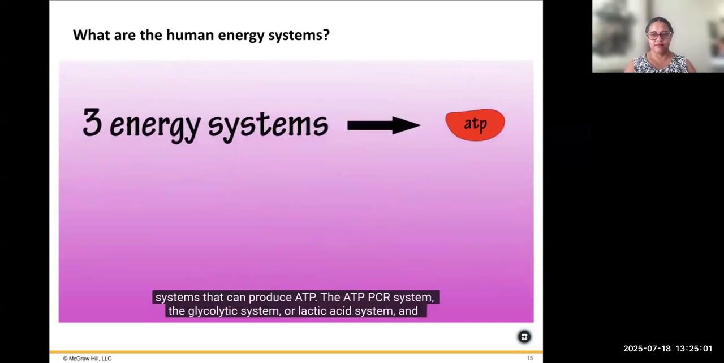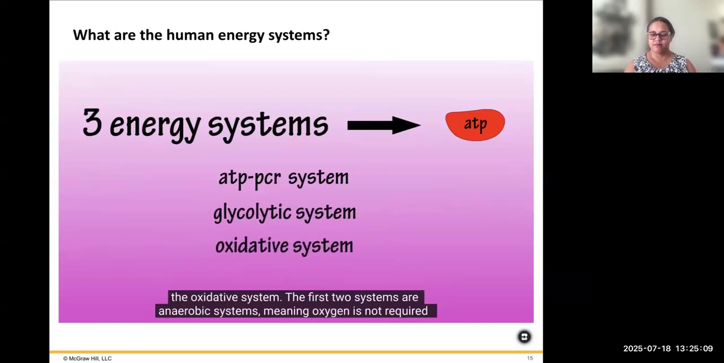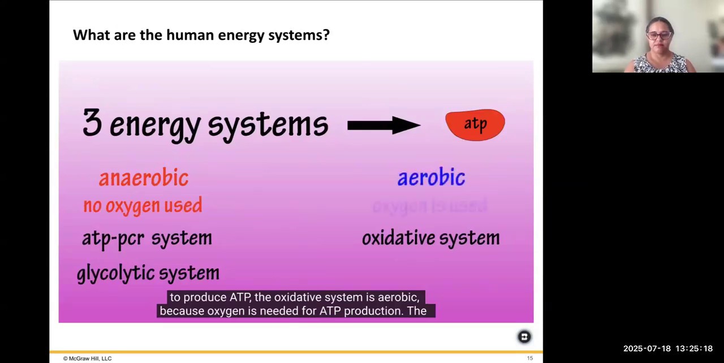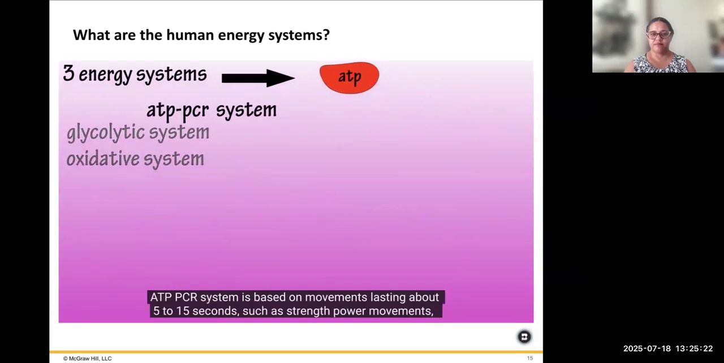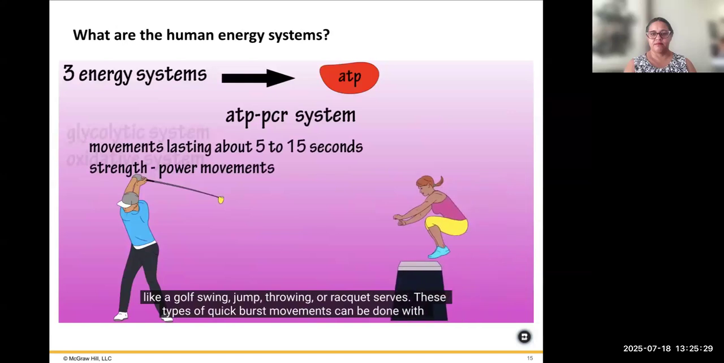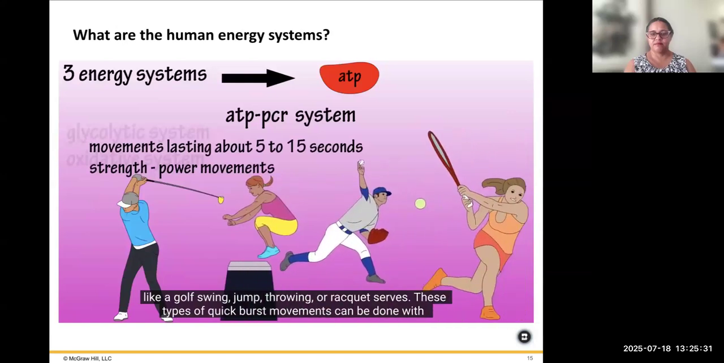Our bodies have three systems that can produce ATP: the ATP PCR system, the glycolytic system, or lactic acid system, and the oxidative system. The first two systems are anaerobic systems, meaning oxygen is not required to produce ATP. The oxidative system is aerobic because oxygen is needed for ATP production. The ATP PCR system is based on movements lasting about 5 to 15 seconds, such as strength power movements like a golf swing, jumps, throwing, or racket serves.